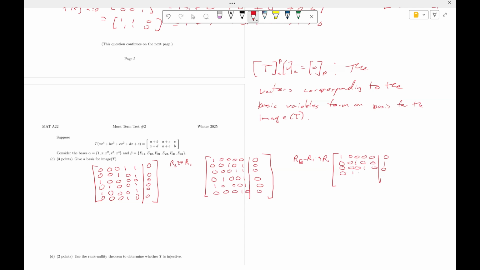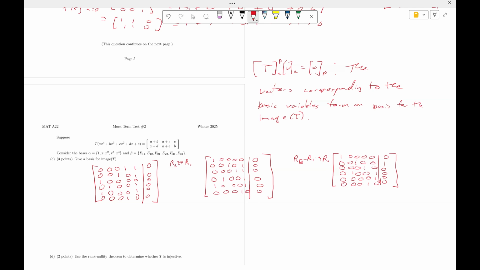0, 1, 0, 0, 1, 0. And now here this becomes 0, 0, 0, 1. And finally I have 0, 0, 0, 1, 0. Now I could be clever and I could see that this row and this row are the same, and I could subtract them. But I'm just going to follow the elimination algorithm.